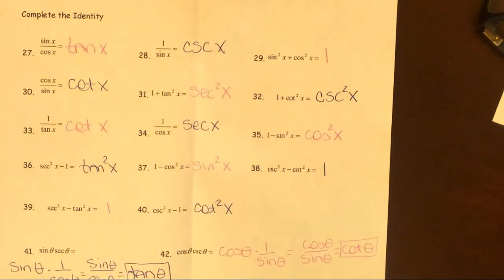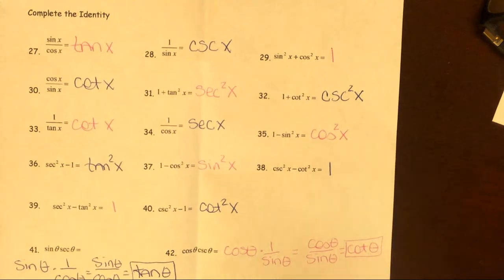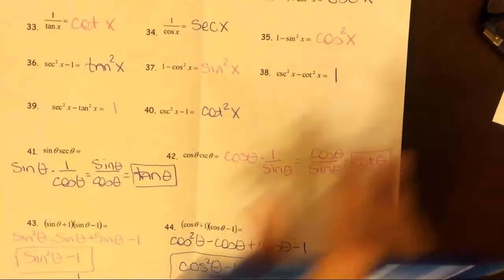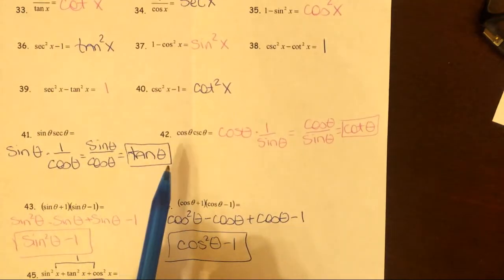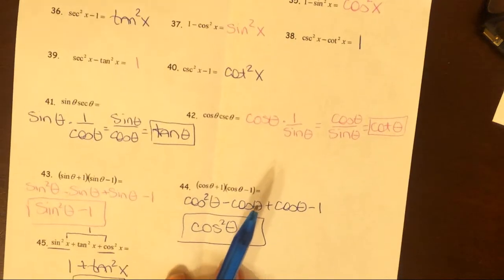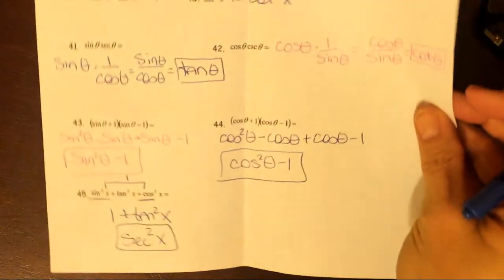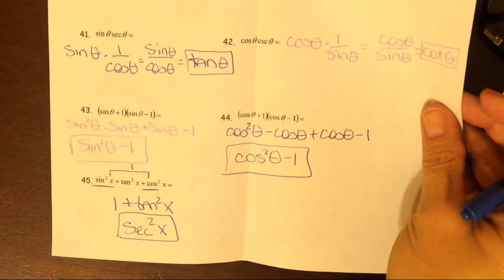Okay, so 27 was tangent x, 28 was cosecant x, 29 was 1, 30 was cotangent, 31 was secant squared, 32 was cosecant squared, 33 was cotangent, 34 is secant, 35 is cosine squared, 36 is tangent squared, 37 is sine squared, 38 is 1, 39 is 1, 40 is cotangent squared, 41 was tangent, 42 is cotangent, 43 was sine squared minus 1, 44 was cosine squared minus 1, and 45 was secant squared.